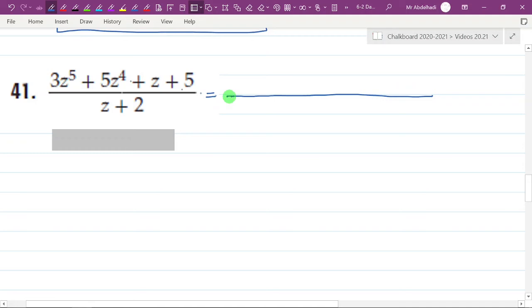So 3z to the 5th, that's good. 5z to the 4th, that's fine. But then where's the z to the 3rd? There isn't any z to the 3rd, so you're going to write plus 0 z to the 3rd as a placeholder. Is there a second power? No, so put in another 0 there, plus 0 z squared. Is there a first power? Yes, it's right there, z to the 1st, and a 5 z to the nothing right there.